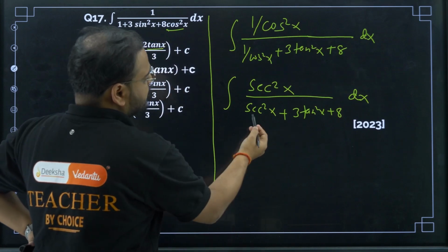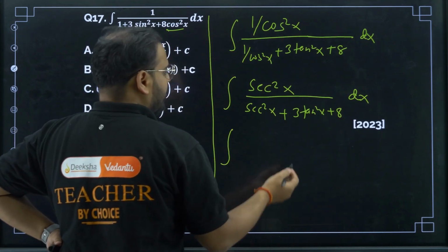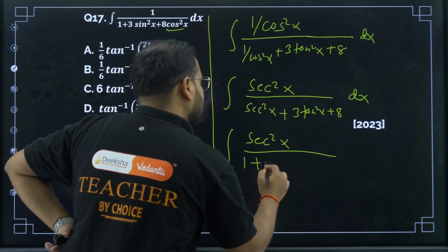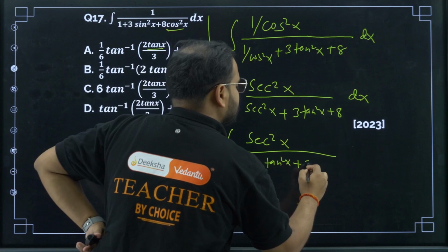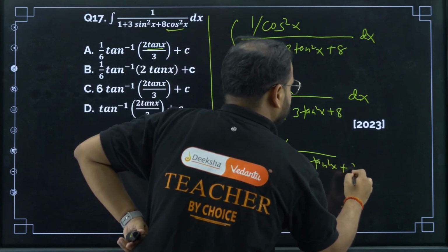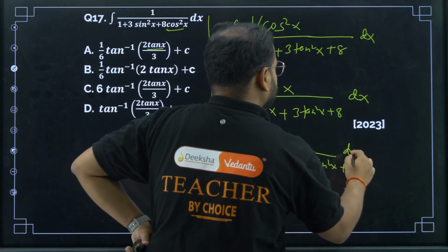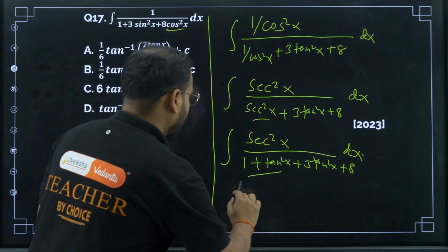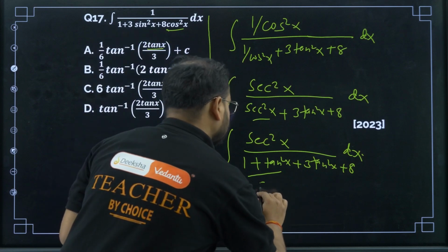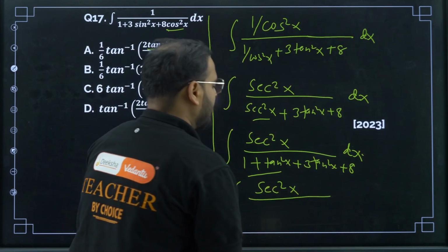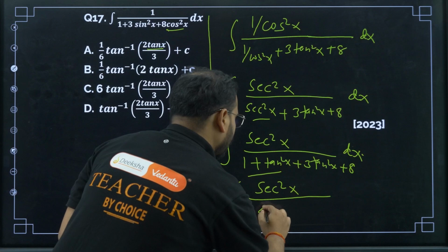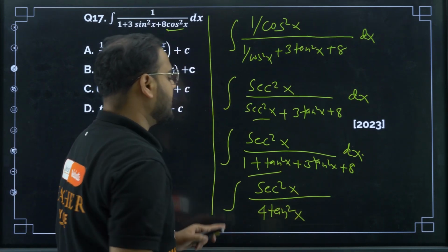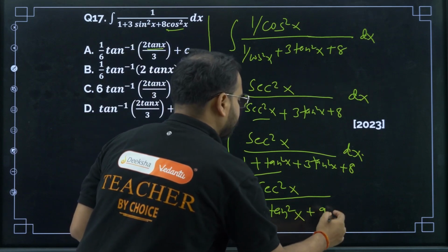I can write sec square in terms of tan again in the denominator, so I'll have one type of ratio to deal with. So it will become 1 plus tan square x plus 3 tan square x plus 8, with dx. Sec square is 1 plus tan square, nothing big deal over here. So I can rewrite this as sec square x, and tan square plus 3 tan square will become 4 tan square x, and 1 plus 8 will be simply 9 dx.